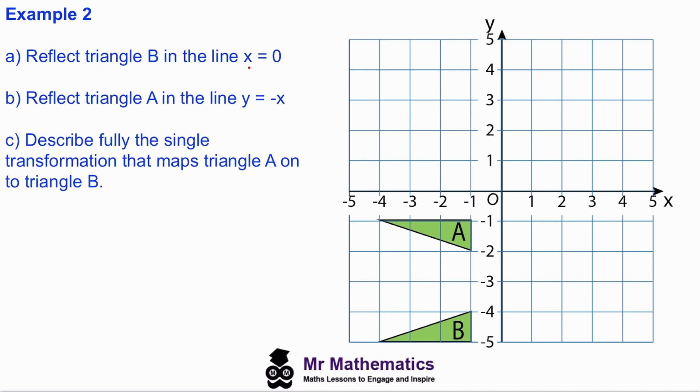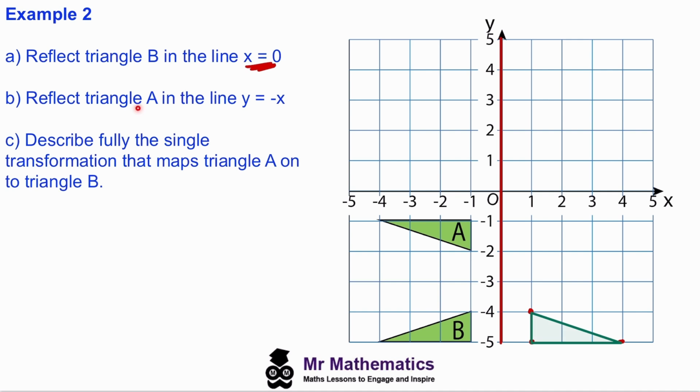So we need to draw the mirror line x equals 0, and this is the y-axis. So we'll draw a vertical line at x equals 0. And then every vertex on our object passes through the mirror line to an equal distance on the other side. So we have this point here and this point here. And the final vertex is 4 away, so this will be 4, negative 5 here. So this will be our reflected image.